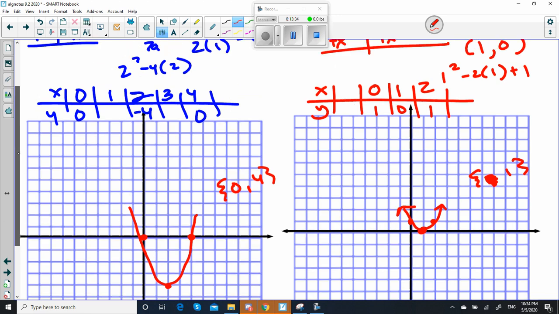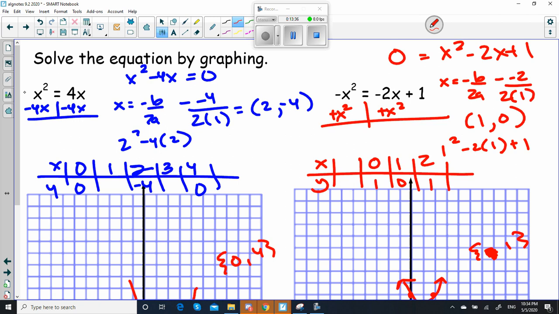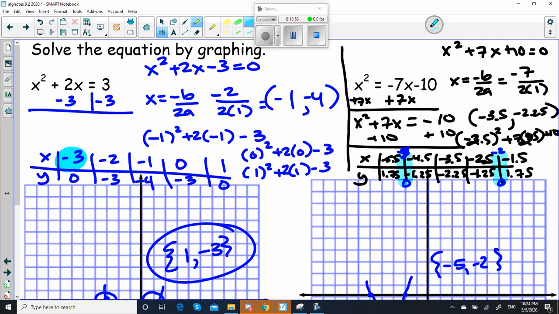So I hope you're catching on. It really is a bunch of chapter 8. You're using your vertex formula to graph, and you're looking specifically for the point that gives you 0 for y. So you're looking for that every single time. Where y is 0, that x is the answer. Same thing on these. Where y is 0, the x is the answer.